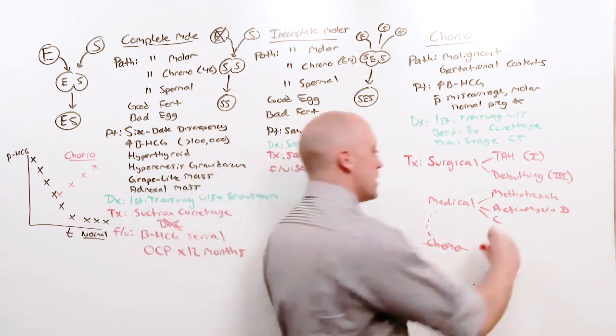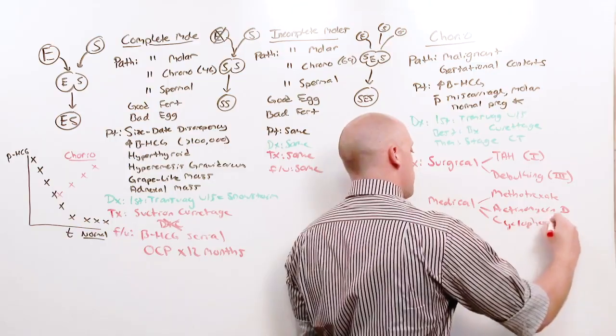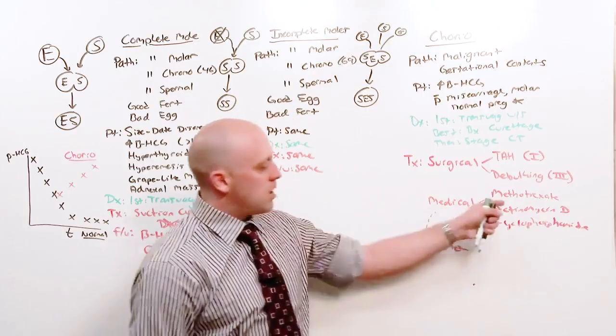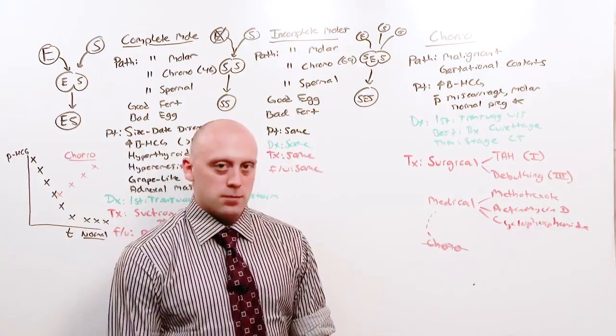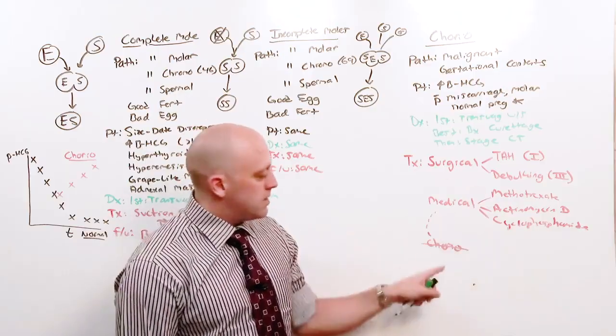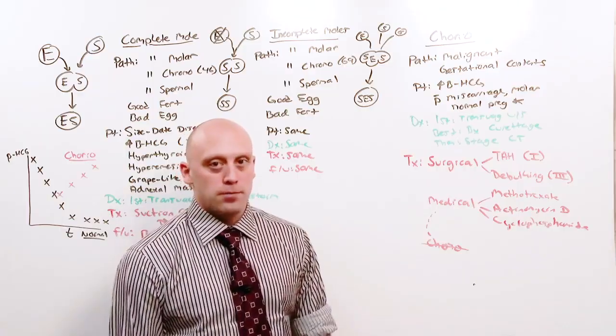Some patients are going to get cyclophosphamide. Some patients will get additional chemotherapy on top of methotrexate and actinomycin. Everybody gets methotrexate and actinomycin. Refractory disease gets cyclophosphamide. Advanced disease gets more chemo that has a methotrexate and actinomycin backbone.